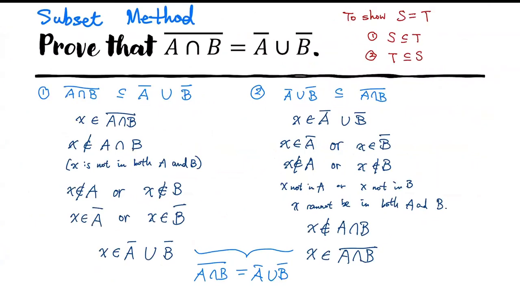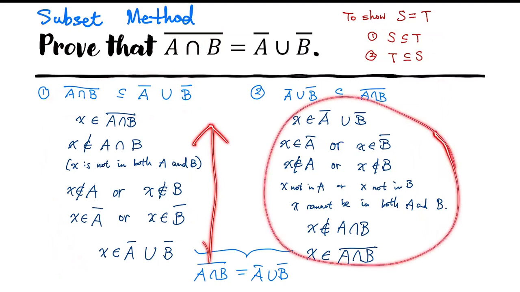Now, to use the subset method, you need to show the left-hand side is a subset of the right-hand side and vice versa. So you are doing the process twice. Now, if you compare the work of showing that the left-hand side is a subset of the right-hand side and the vice versa, it's pretty much doing the work backward, right? So if you're doing it backward, you will get the other side.